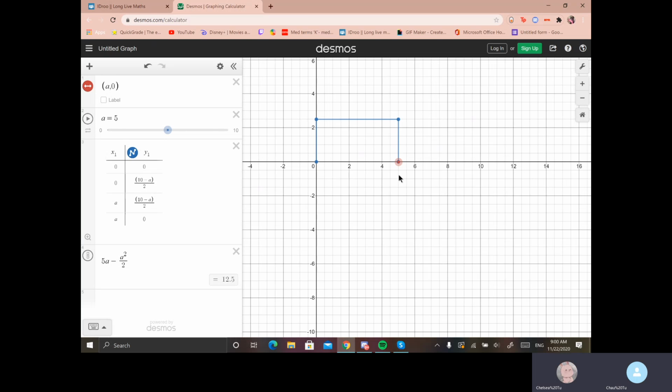5 times 2.1, I said. Yeah, but why bother doing that when you can just look at that number, 12.5? It tells you the area. You know, that number right at the bottom, 12.5, Chelsea. Where? Right at the bottom. Oh, yeah. That number there, 12.5, tells you the area.